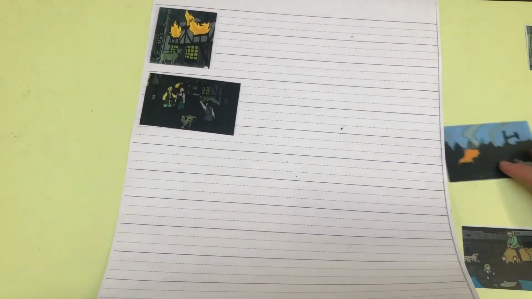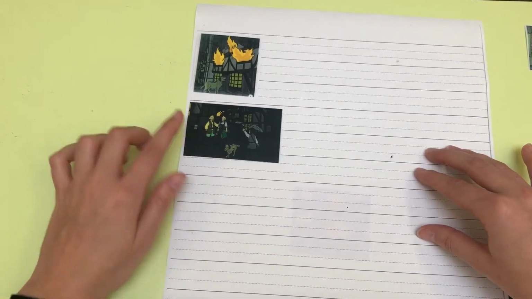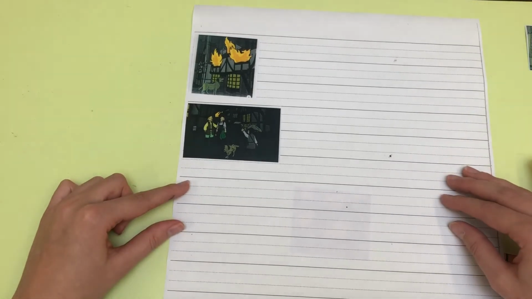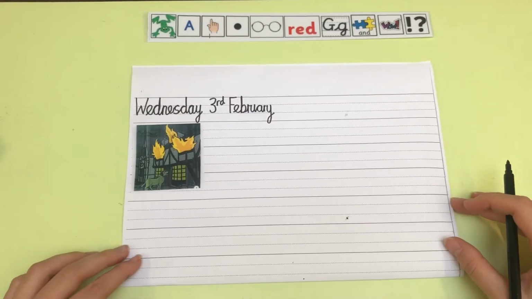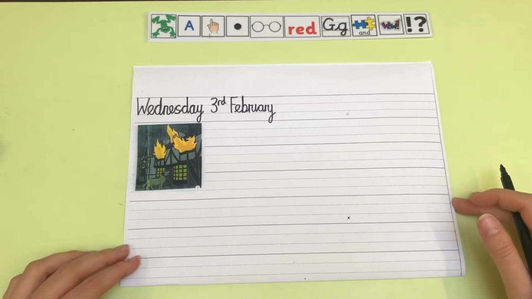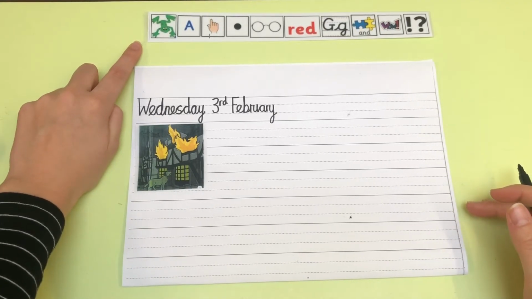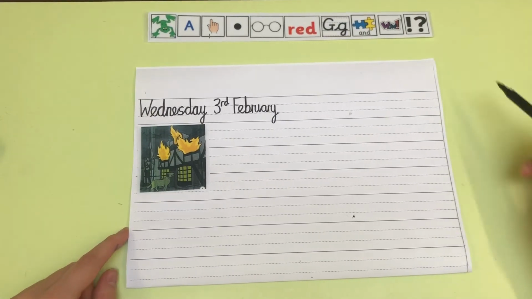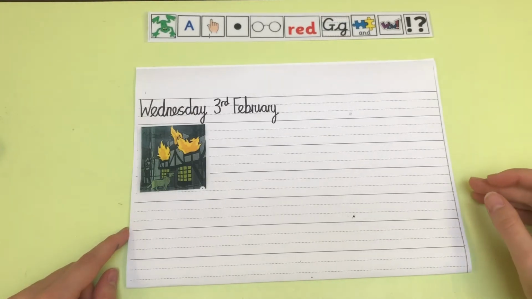And what we're going to do now is write a sentence next to each image explaining what is happening in the story. So once you have sequenced your pictures from the story, we are then going to write some super sentences to explain what is happening in the story. So I've got my sentence strip out here to help me. I'm going to remember capital letters, finger spaces and full stops, and then always go over and check my sentence to make sure it makes sense at the end.